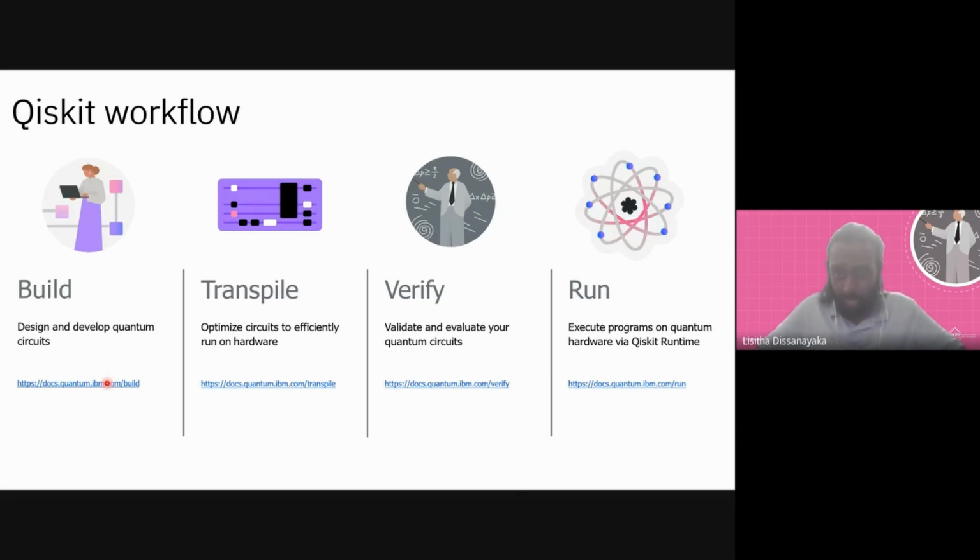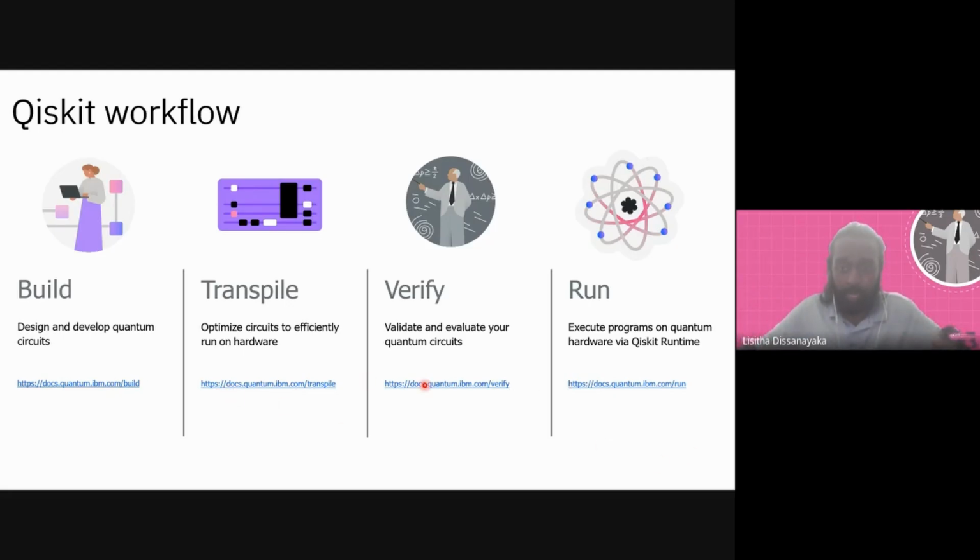This is where everything starts. In the build phase, you design and develop your quantum circuit. This is where you define your bits, apply gates, add measurements, essentially writing your quantum algorithm in code, just like we saw in the previous slide. This is your creative workplace where you translate quantum ideas into actual circuits.